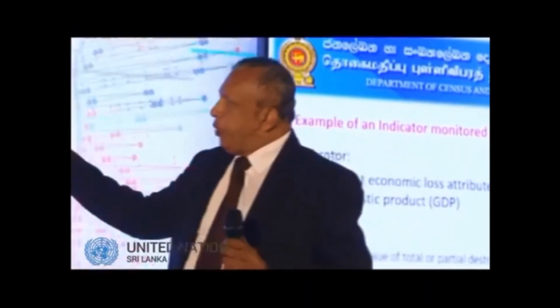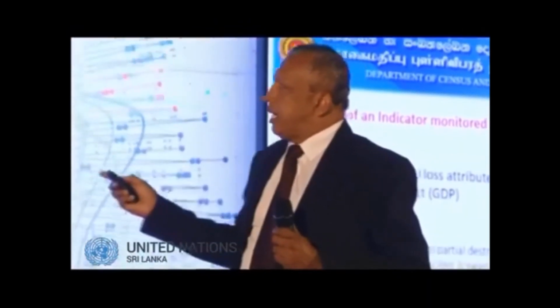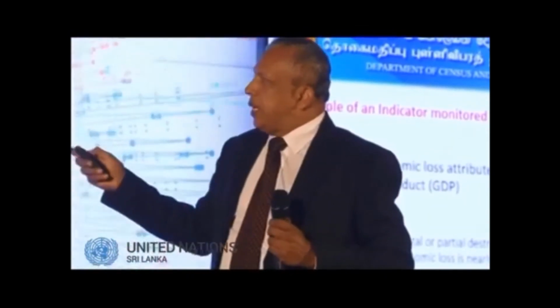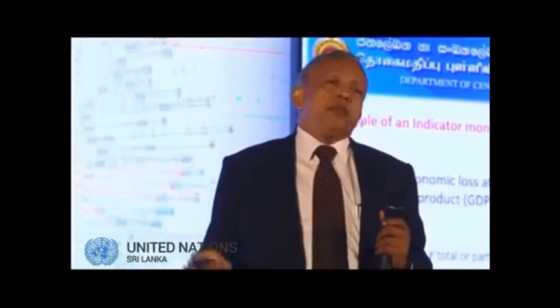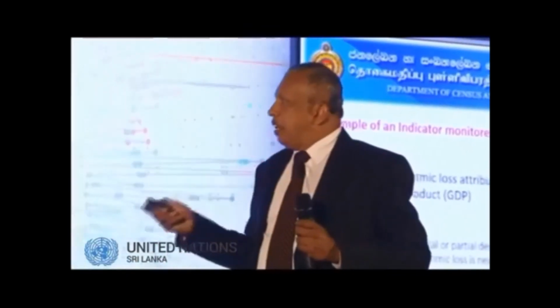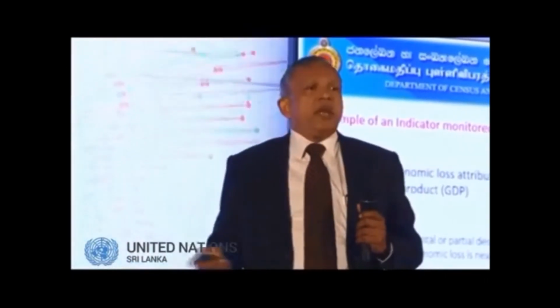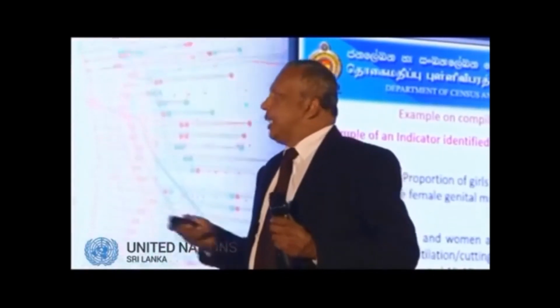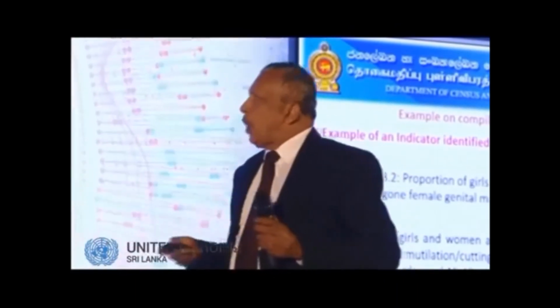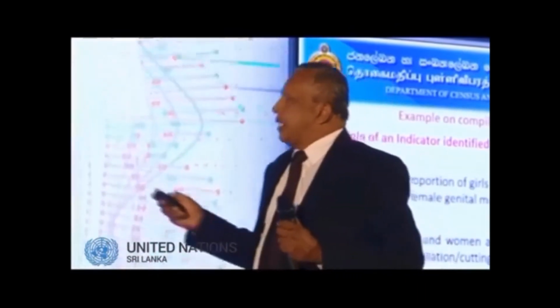And if you take the indicators monitored at regional and global level, take this particular example: direct economic loss attributed to disasters in relation to global gross domestic product. We may provide this information, maybe the Disaster Management Center will provide the data to the UN, but they will monitor it at global level. And this is an example of an indicator not relevant to the country: the proportion of girls and women aged 15 to 49 years who have undergone female genital mutilation, by age. I hope this is not relevant to the country.